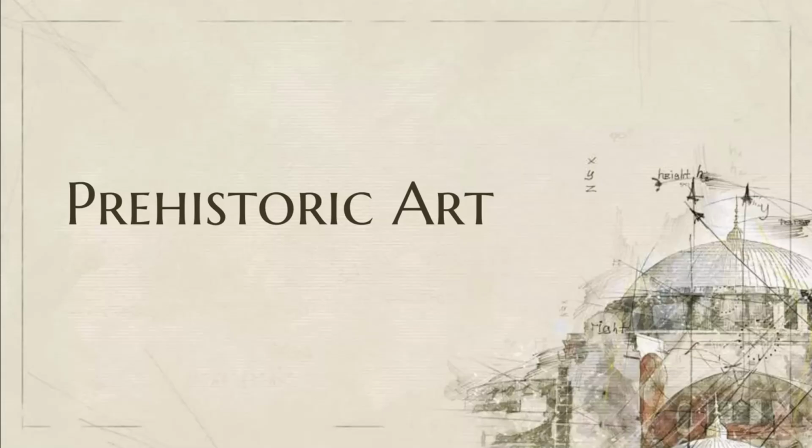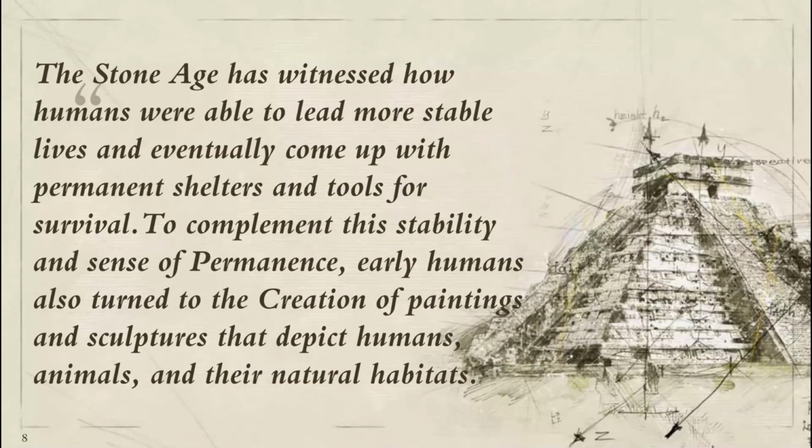Prehistoric art. The Stone Age witnessed how humans were able to lead more stable lives and eventually come up with permanent shelter and tools for survival. To complement this stability and permanence, early humans also turned to the creation of paintings and sculptures that depict humans, animals, and their natural habitats.